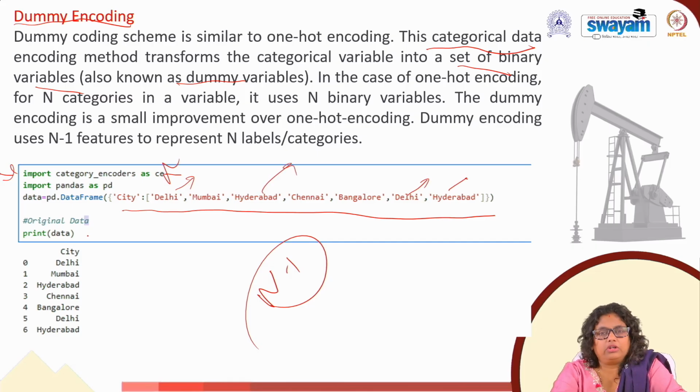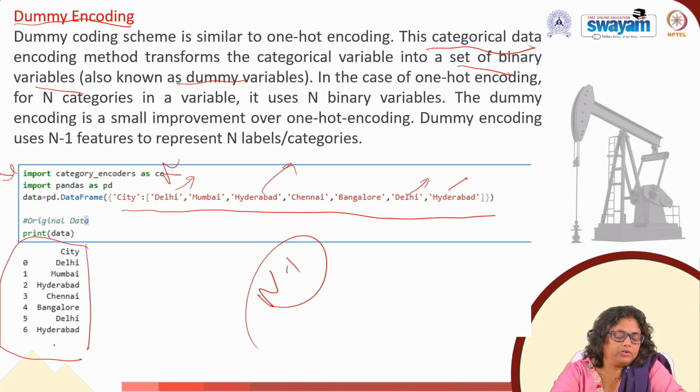So when we see the original data, the print data, after putting that command and running it, we get this output. This is an index, and then we have the column city. Now we wanted to do the dummy encoding on the city column.